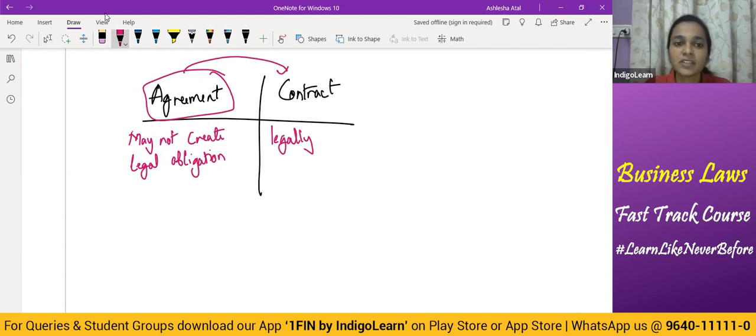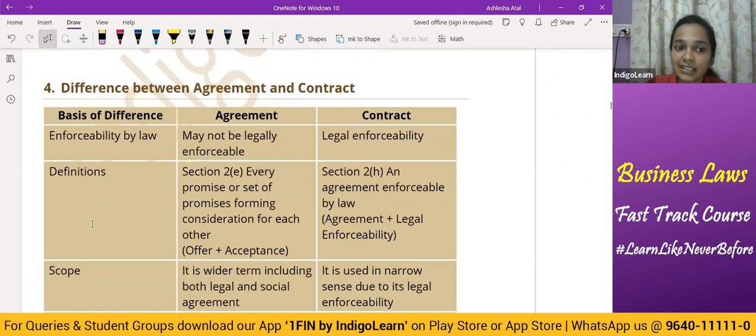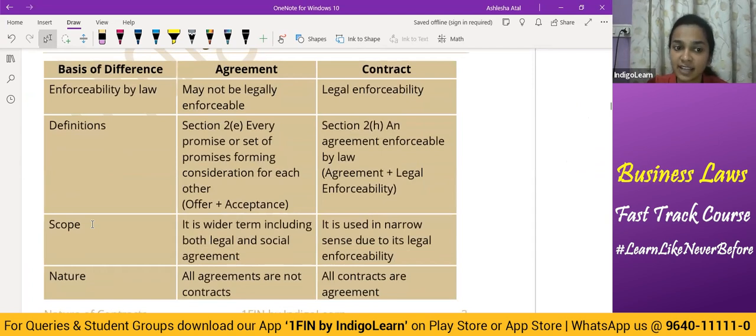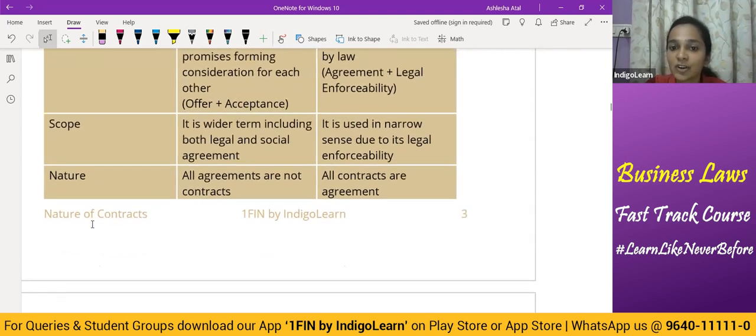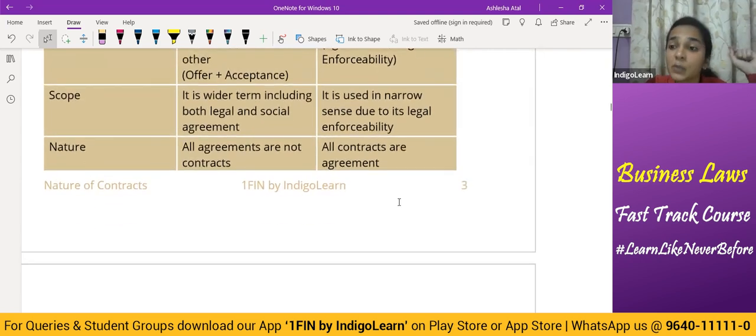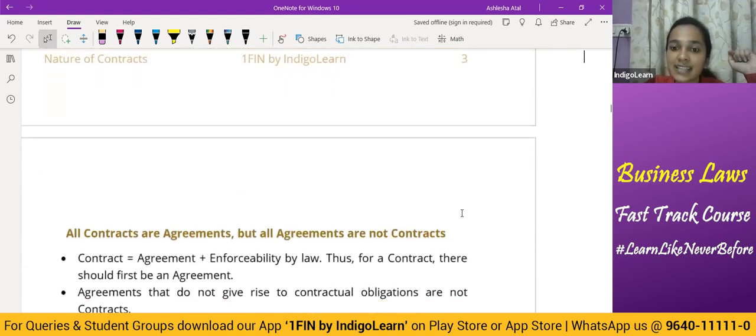So these were some of the differences between an agreement and a contract. The first one is definitely enforceability by law. Then there's the definition: agreement is a wider term, contract is a narrower one, and all agreements are not contracts. However, all contracts are definitely agreements. Now that we are talking of contract, let's talk of some essential elements of a valid contract. What are the essential elements of a valid contract?